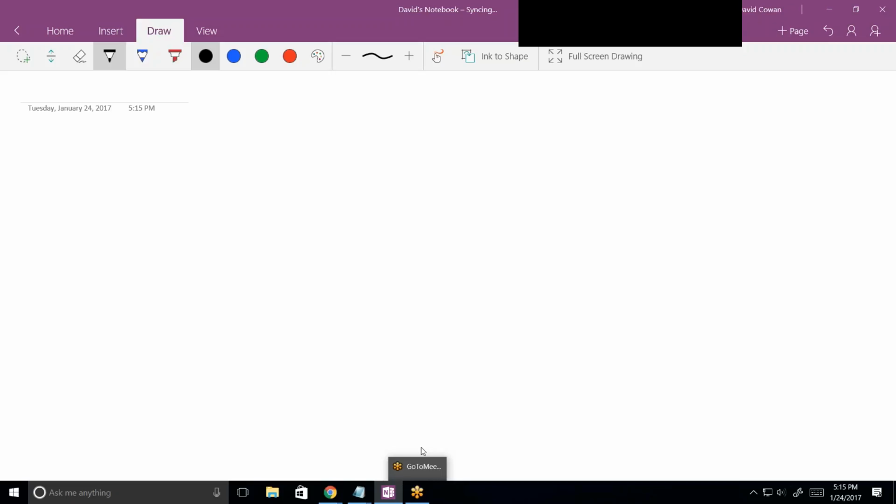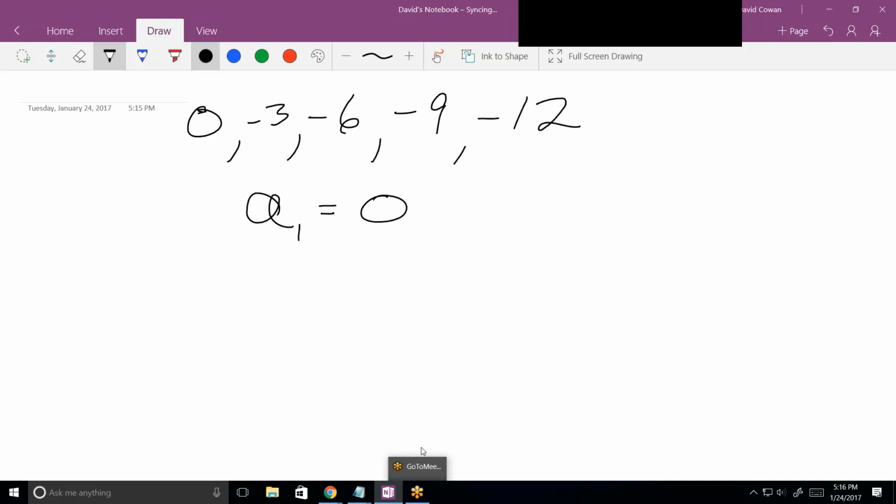Okay. What else you got? 0, negative 6, negative 9, negative 12. Arithmetic or geometric? This is going to be arithmetic. I must have missed a number. There must be a minus 3 in here. In other words, right before the minus 6, there has to be a minus 3. So the first term is 0, then minus 3. Okay, so a sub 1 is 0.